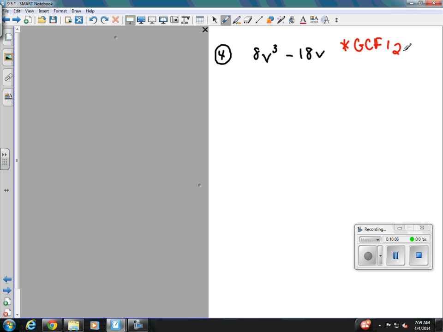I want the v with the lowest power, so that's just v. So I divide everybody here by 2v. And because the GCF goes on the outside, I'm going to make my parentheses. So 2v, then 8 divided by 2 is 4. V to the third divided by v gives me v squared, minus 18 divided by 2 is 9, and v divided by v cancels. Now this is just using our rules for monomials, knowing that if that's a 3 and that's a 1, we subtract. So 3 minus 1 gives us v squared, and v divided by v cancels. So we have to use those monomial rules still when we do our GCF.